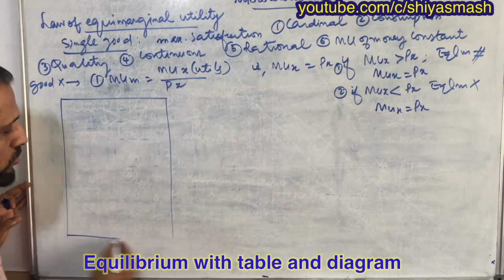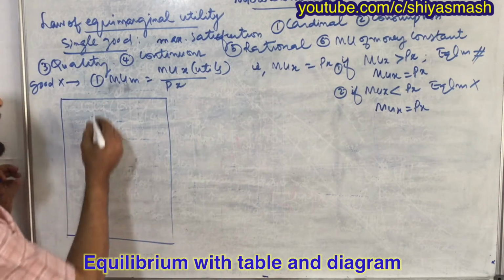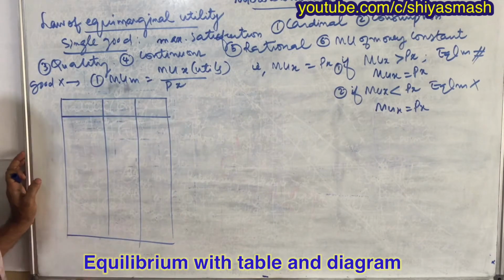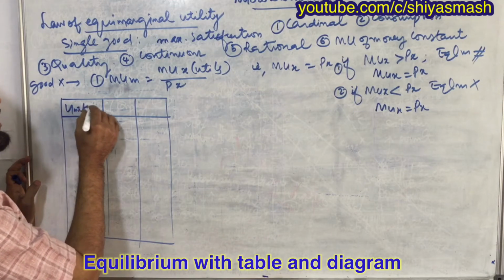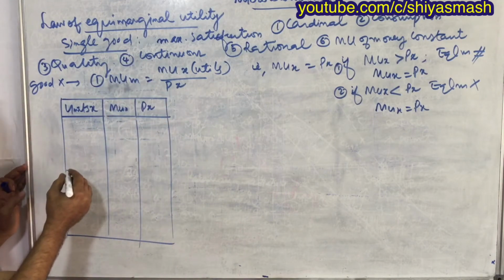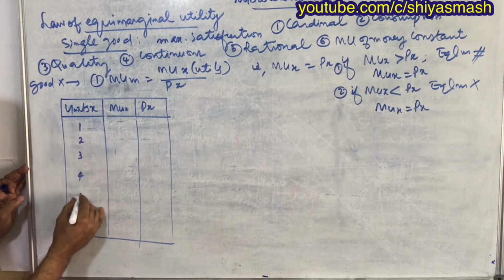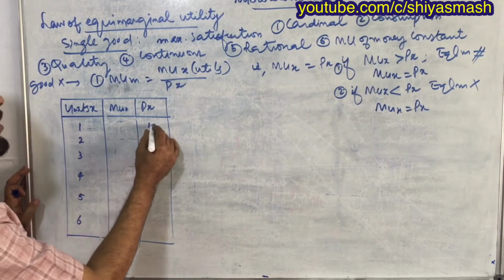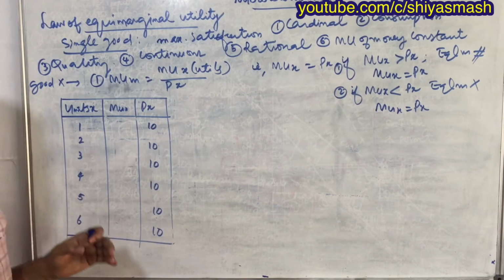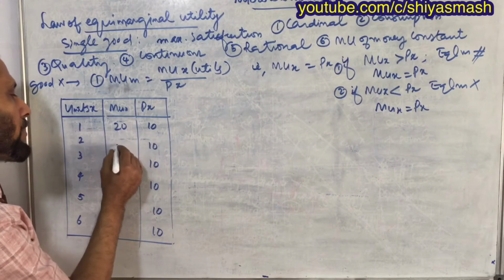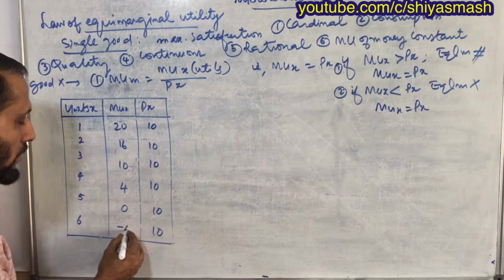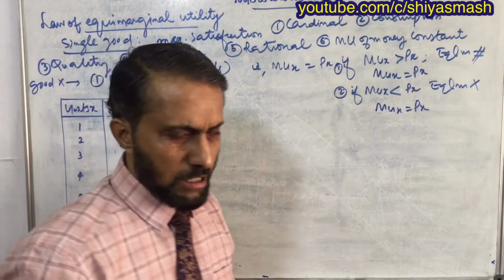Same table we have to draw like yesterday. But two things are different from that one. First of all, it is the units of commodity X, MUX and PX. How much is consumed: 1, 2, 3, 4, 5 and 6. The price of the commodity, I told you, remains constant. The price of the unit is 10, and the satisfaction he derived is yesterday's MU. You remember that? 20, 16, 10, 4, 0 and minus 4. Okay, this is the table.